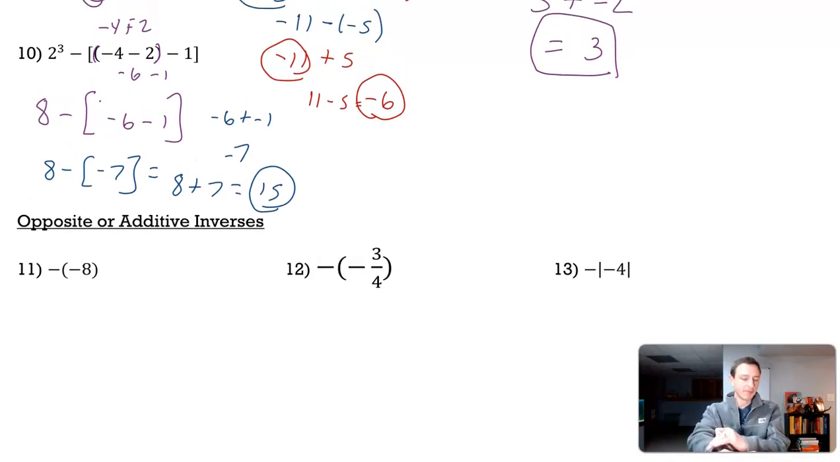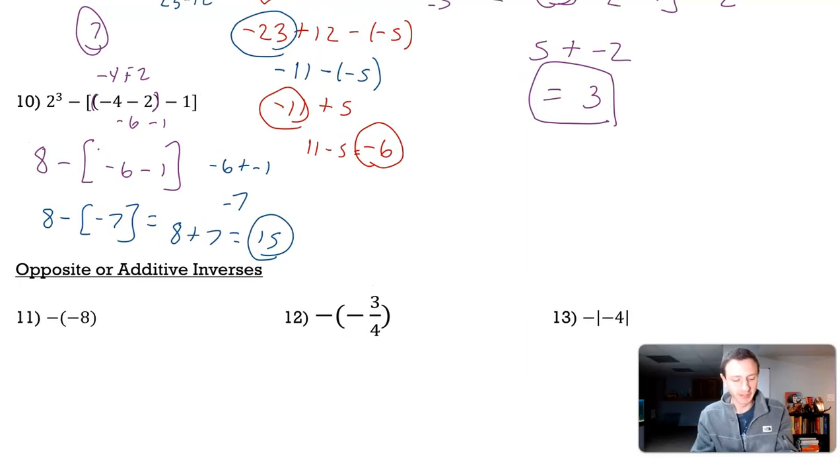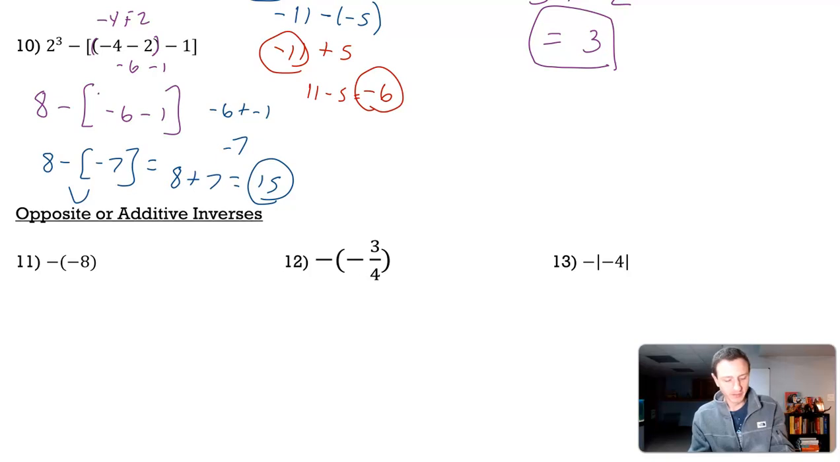Want to look at inverses, opposites or additive inverses. So in number 11, this is what I was referring to, like this concept, 8 minus a negative 7 is subtracting a negative. What that's called is the opposite. The opposite of negative 8 becomes a positive 8, because we want to take the opposite.